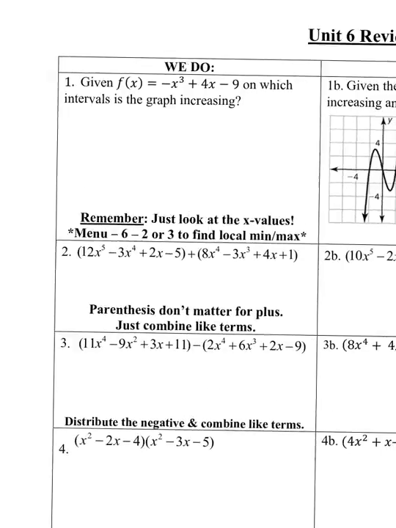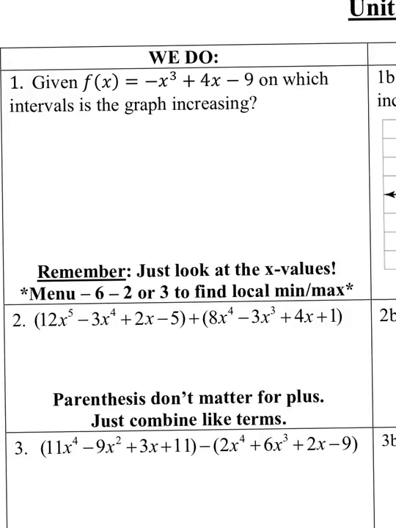So let's get started. Number 1, given f of x equals negative x to the third plus 4x minus 9, on which intervals is the graph increasing? So I made this note. Remember, just look at the x values, and then you're going to do menu 6, 2, or 3 to find the local min or max. So we need to type this into the graph in order to find our answer. So let's do that right now.